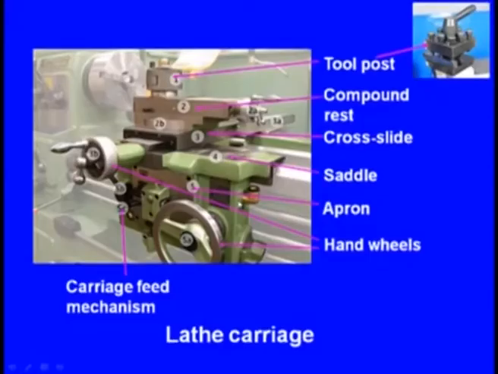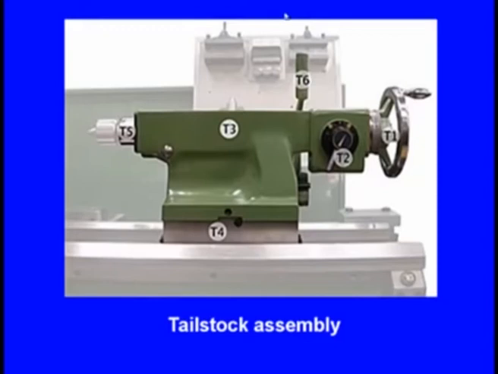Now you can see this is the lathe carriage. Lathe carriage has so many sub components like apron, saddle, cross slide, compound rest, and tool post. All these are manufactured by metal casting. Now this is the tailstock assembly. This tailstock of lathe is also manufactured by metal casting.